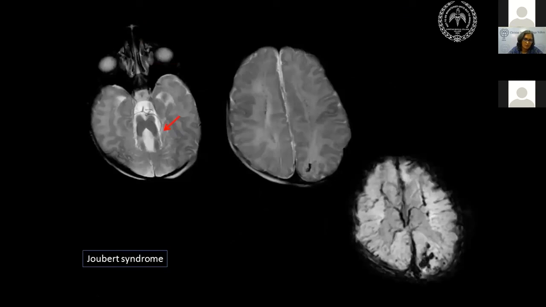This was another neonate with encephalopathy showing features of Joubert syndrome. This is the typical molar tooth sign. And there were also other features of probably a hypoxic ischemic injury with areas of hemorrhage in the parenchyma.